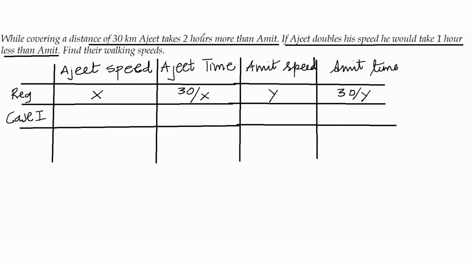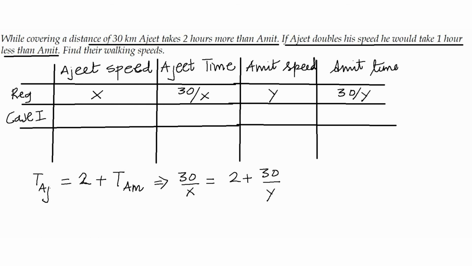Now it is given that Ajit takes 2 hours more than Amit. So time taken by Ajit is 2 hours more than time taken by Amit. Which means 30 upon x is equal to 2 plus 30 upon y, right? This is my first equation, correct? This is the first equation.